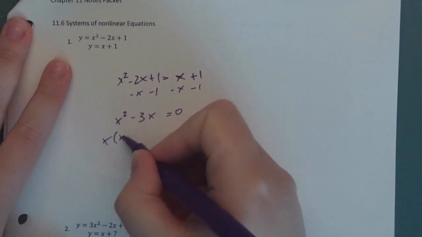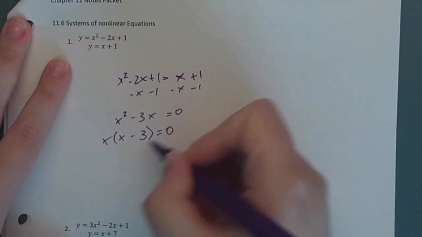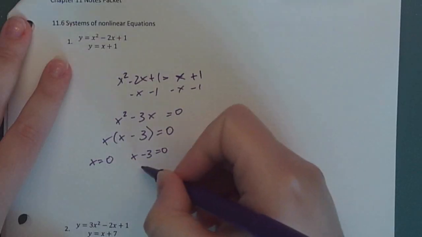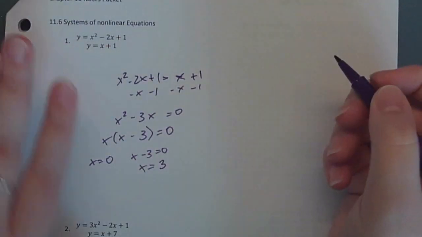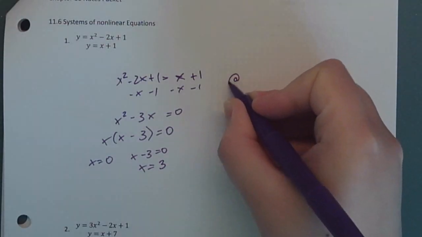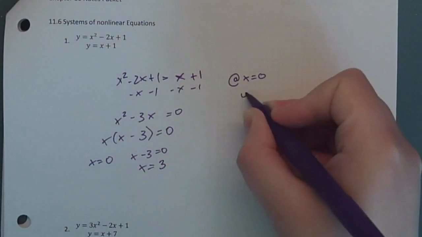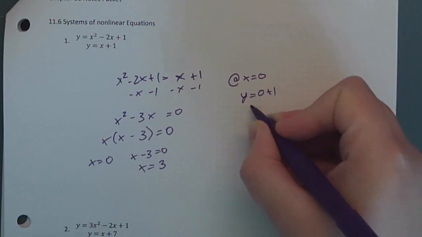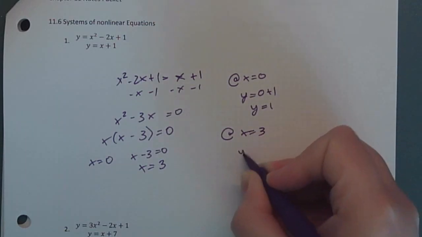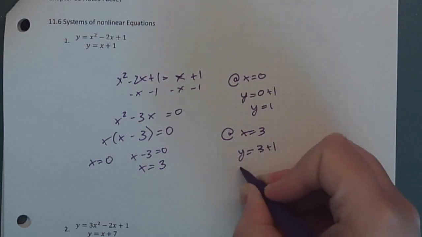So we have x squared minus 3x equals 0. Factor out an x. And we get x equals 0 and x minus 3 equals 0, which solves to x equals 3. So we have x equals 0 and x equals 3. We do have to figure out what the y values are. So at x equals 0, the y value is 1. And at x equals 3, the y value is 4.